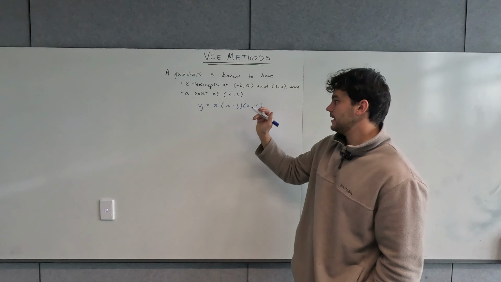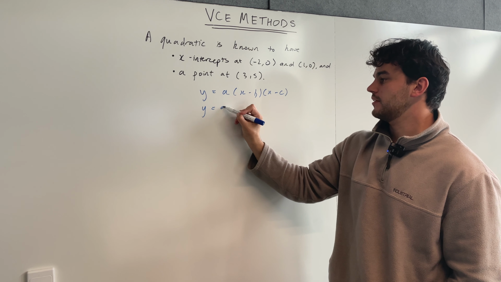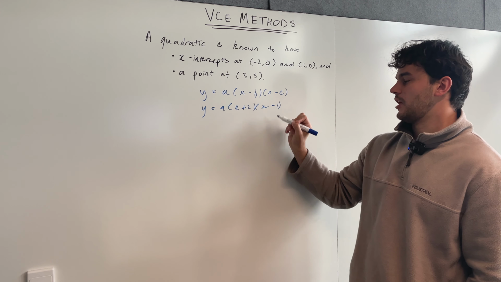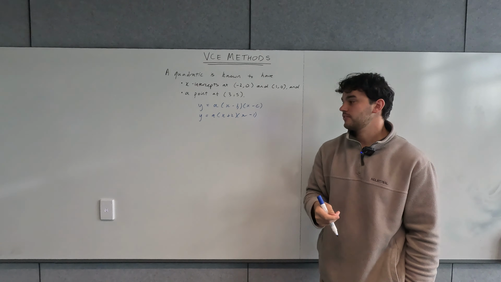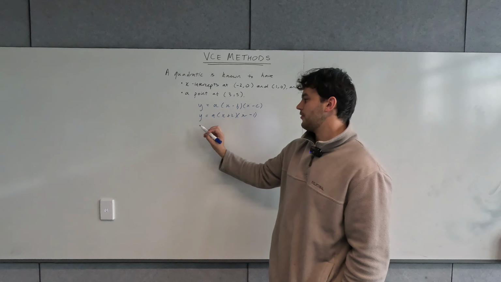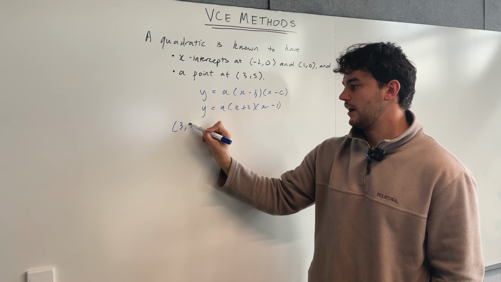So we're going to straight away put in the x-intercepts. So we'll say y is equal to a outside of (x plus 2) outside of (x minus 1), just keeping in mind that you swap the signs for the x-intercepts. Now what we need to do is just substitute in the external anchor point (3, 5), and that'll give us our a value, or our dilation.